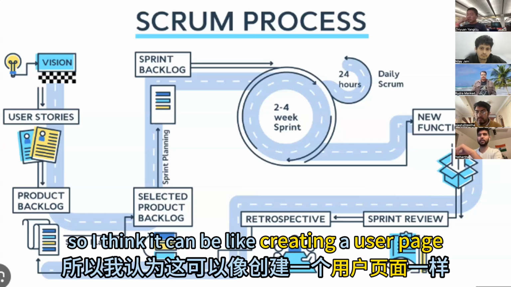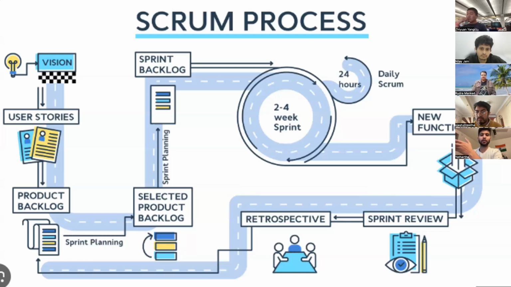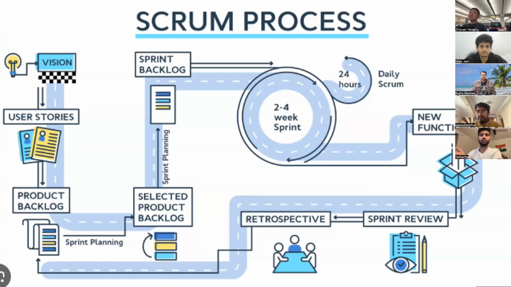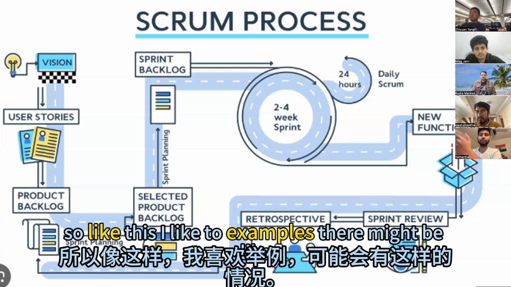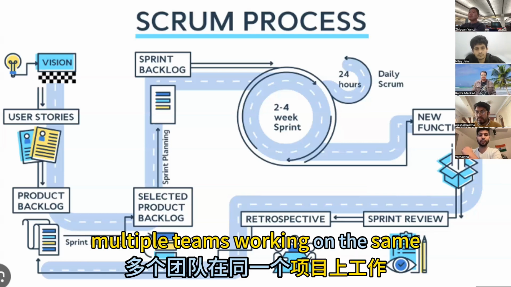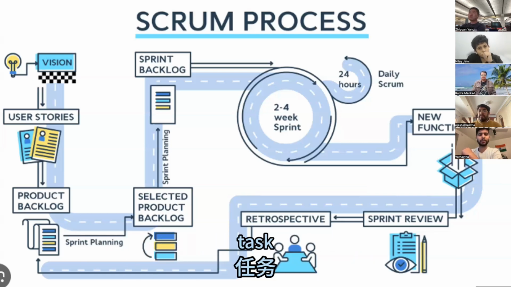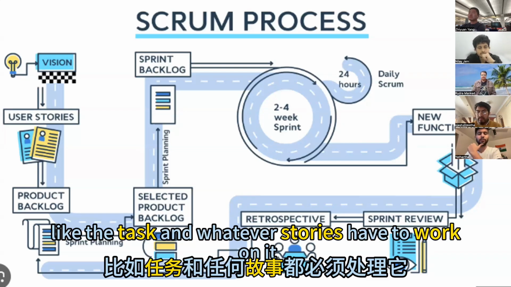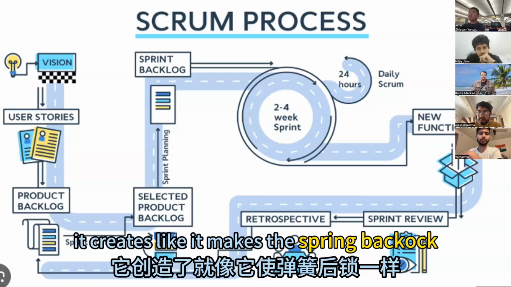So it can be, for example, creating a user page for the developer team, and for the testing team, it can be testing that web page. Those are two examples. There might be multiple teams working on the same task, and if we combine all of the tasks and whatever stories they have to work on, it makes up the sprint backlog.